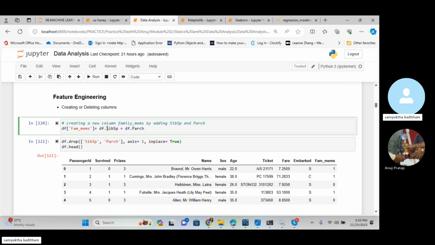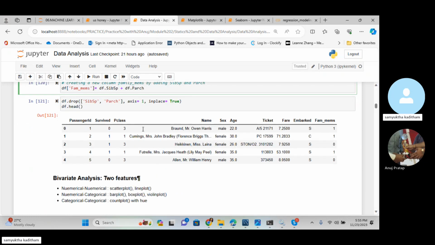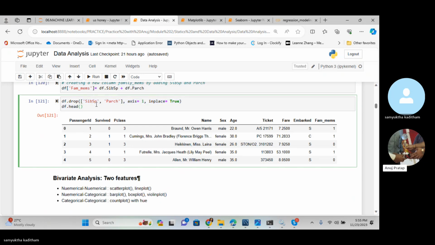Here two columns are there, siblings column and branch. It's about the person, how many persons and how many siblings are there with that person. So we combined it and it becomes a family members group. So we reduce two columns to one column here. After creating this column using these two columns, we just drop those two columns, because we took the two columns' data in one column.